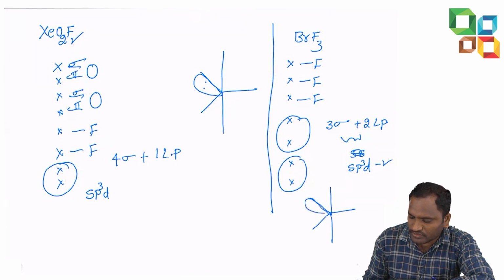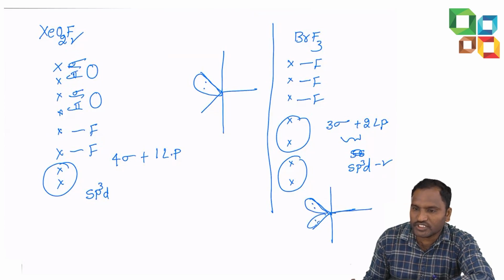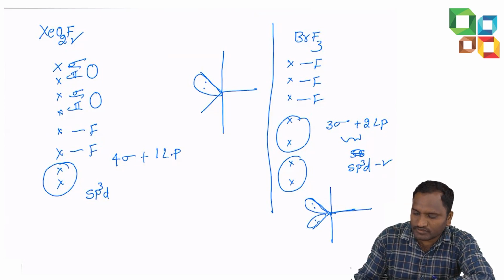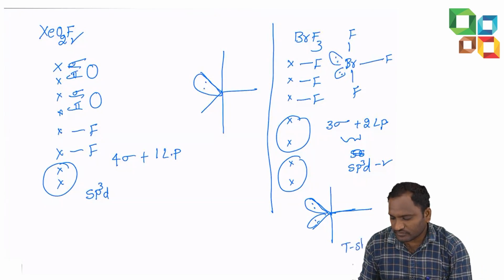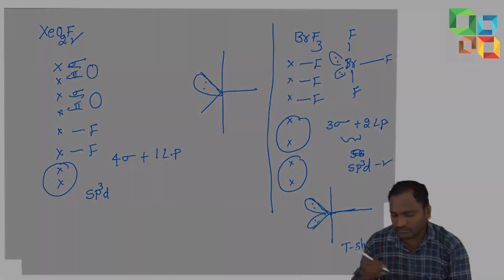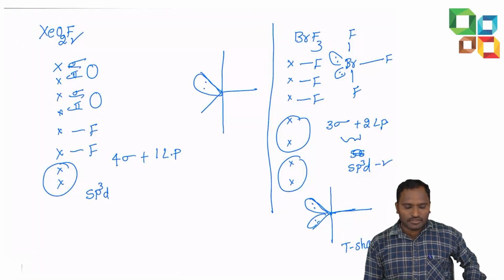The 2 lone pairs occupy like this. What is the shape, students? T shape. So Br will be like this, the central atom. Fluorines will form bonds like this. Here are the lone pairs. T shape. Okay? Next one.